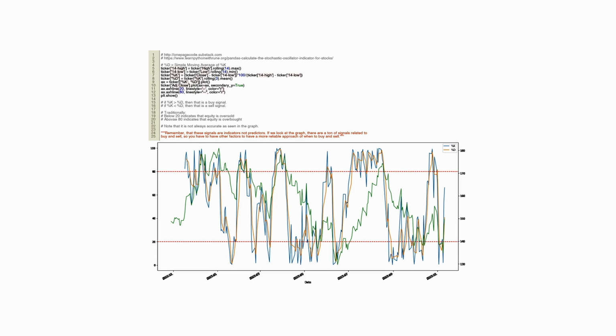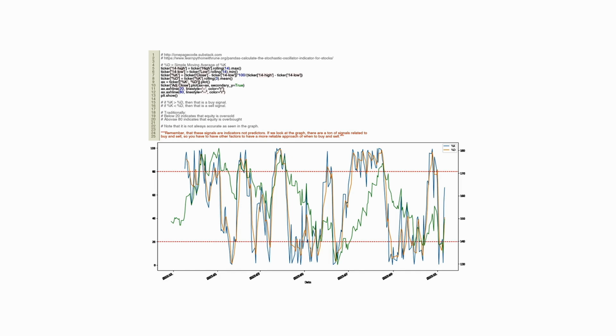A buy signal occurs when %K crosses above %D, and a sell signal occurs when %K crosses below %D. Additionally, the code shows horizontal lines at the 20 and 80 levels, indicating traditionally oversold below 20 or overbought above 80 conditions.